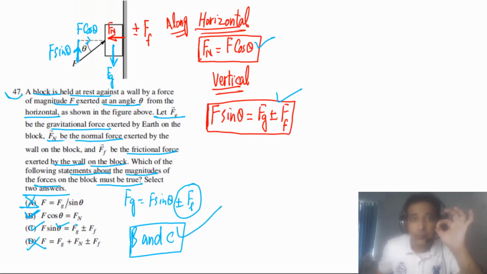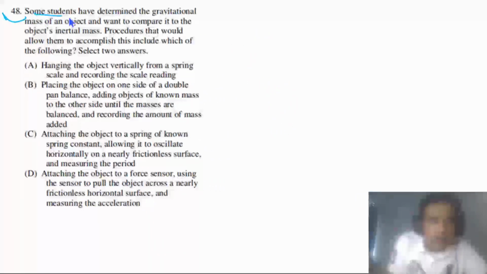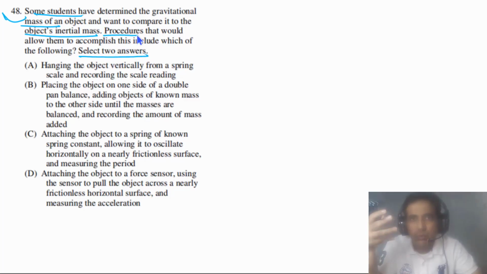Beautiful question on forces. Question 48 says some students have determined the gravitational mass of an object and want to compare it to the object's inertial mass. Procedures that would allow them to accomplish this include which of the following? Select two answers. That means which procedures can be used to determine the inertial mass of the object.